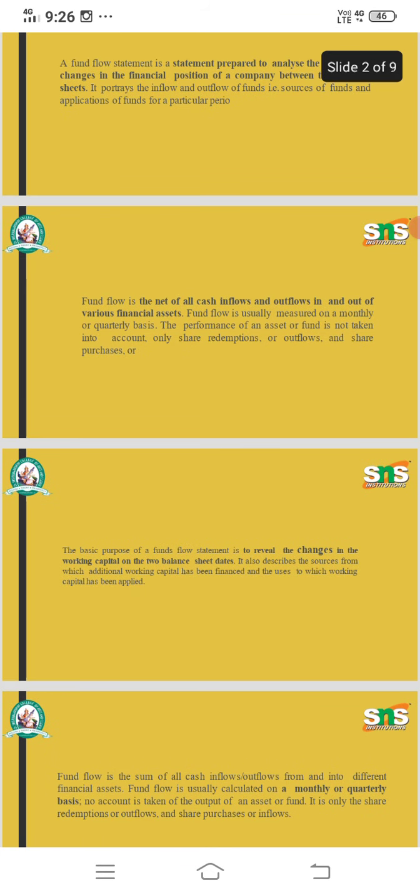Fund flow is the net of all cash inflows and outflows in and out of various financial assets. Fund flow is usually measured on a monthly and quarterly basis. The performance of assets or funds is not taken into account, only share redemptions as outflows and share purchases as inflows.